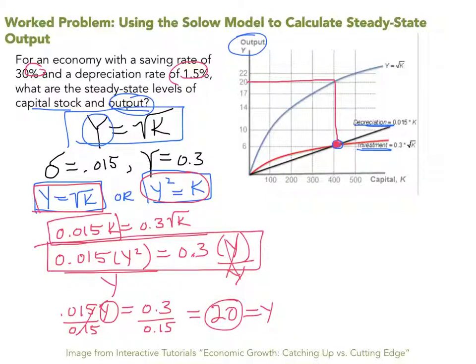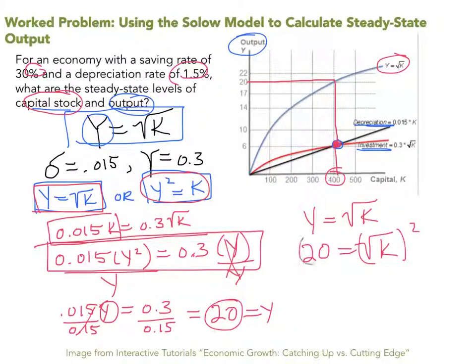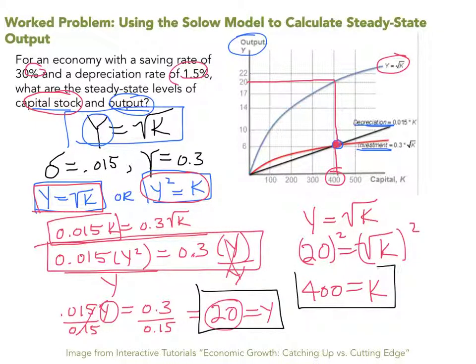We're almost done. We are also asked for the steady state level of capital stock. So what's the level of capital stock when y is at 20? We could just look at the graph and know that it's 400, but let's plug it in. Back to this part of the equation, y equals square root of k. If y is 20, then 20 is the square root of k. Square both sides, and you get k equals 400. So those are our answers: y equals 20, k equals 400.